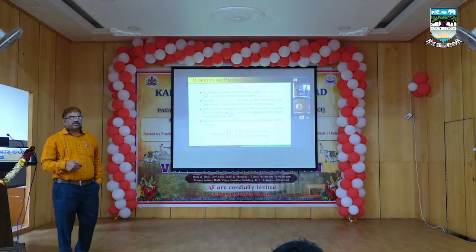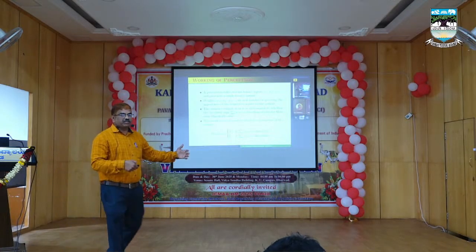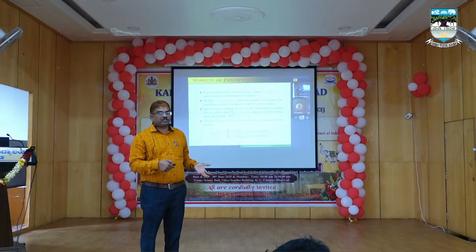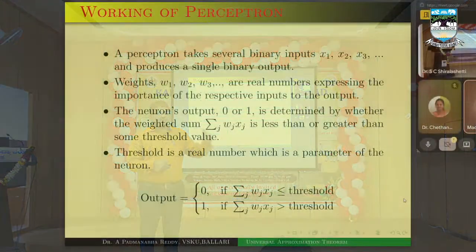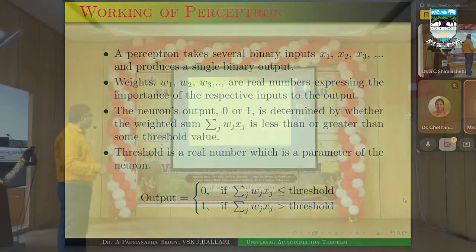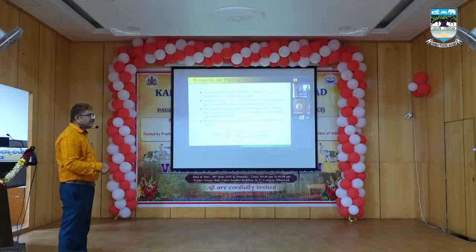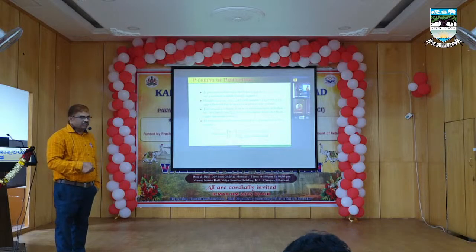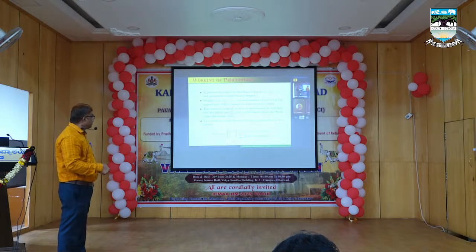This weighted sum exceeds the threshold, output is 1. If this weighted sum is less than the threshold, output is 0. Threshold number, which is a parameter of the neuron output. So now this weighted sum is less than threshold, 0. If the weighted sum is greater than threshold, 1.